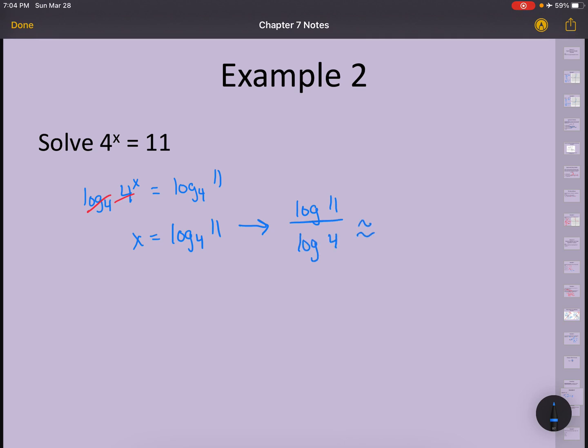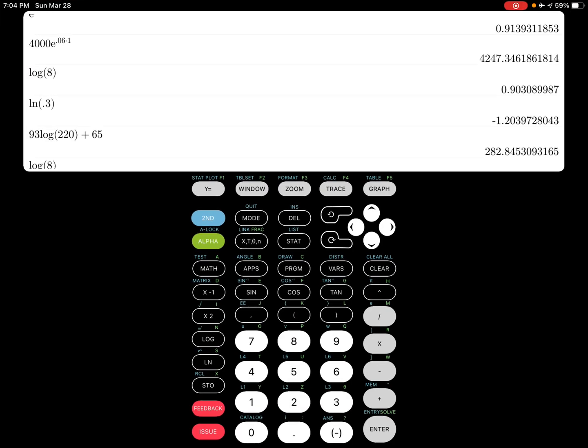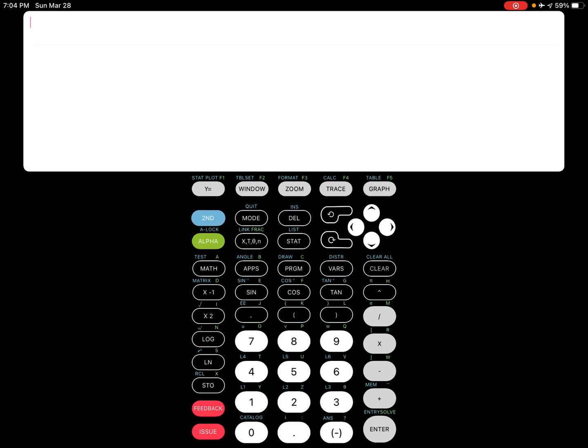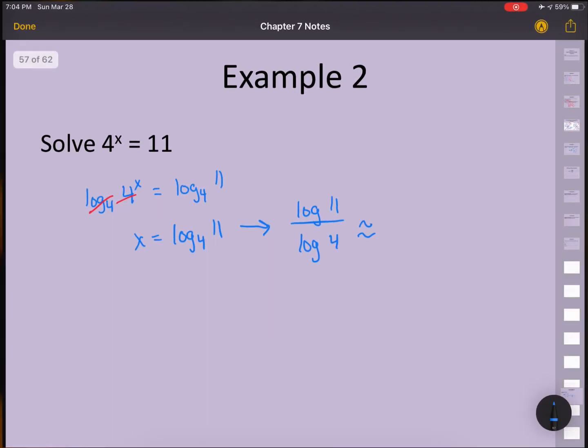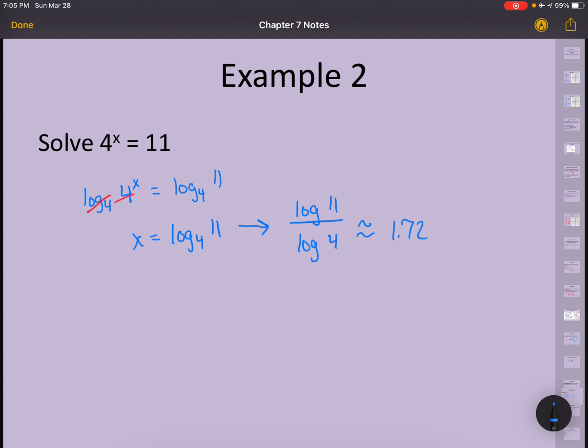We can approximate that by doing this in the calculator. So y equals log 11 over log 4. It's about 1.729 for the exponent.